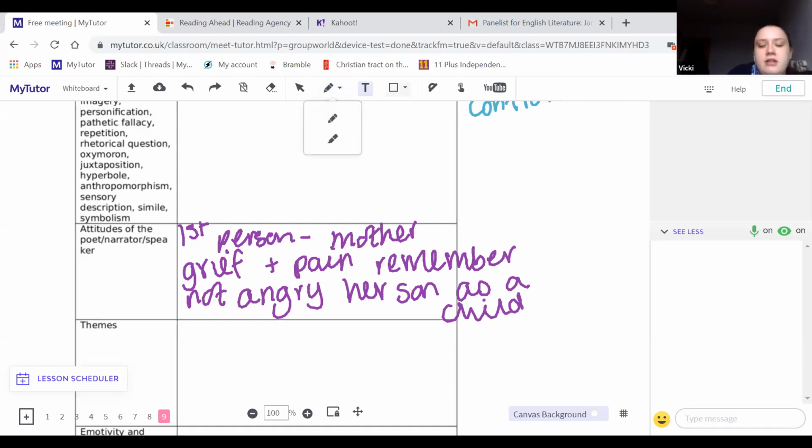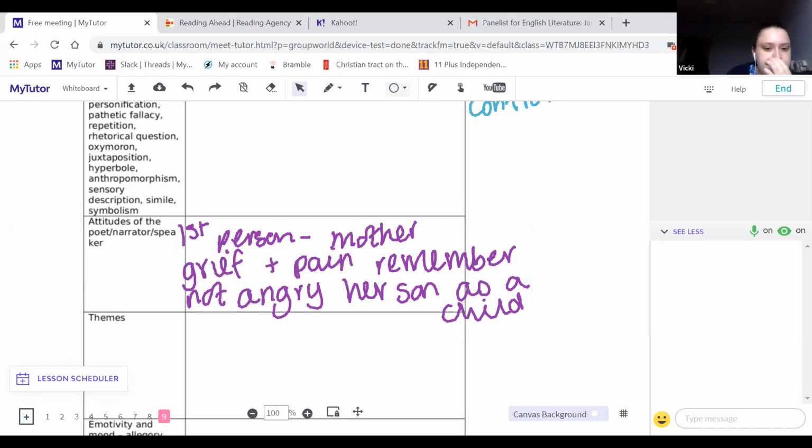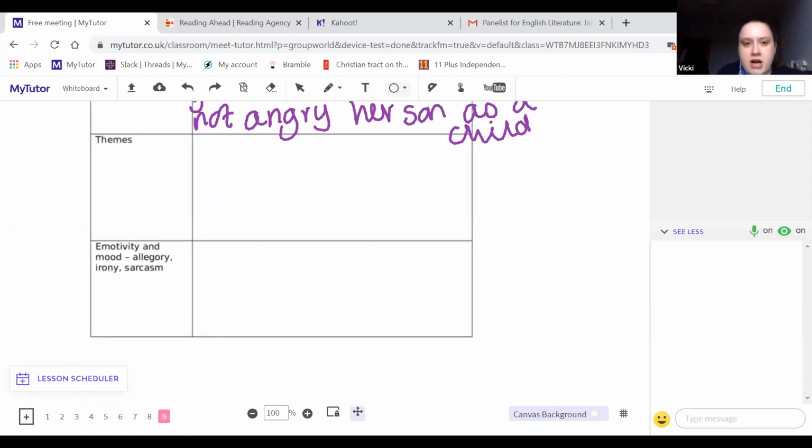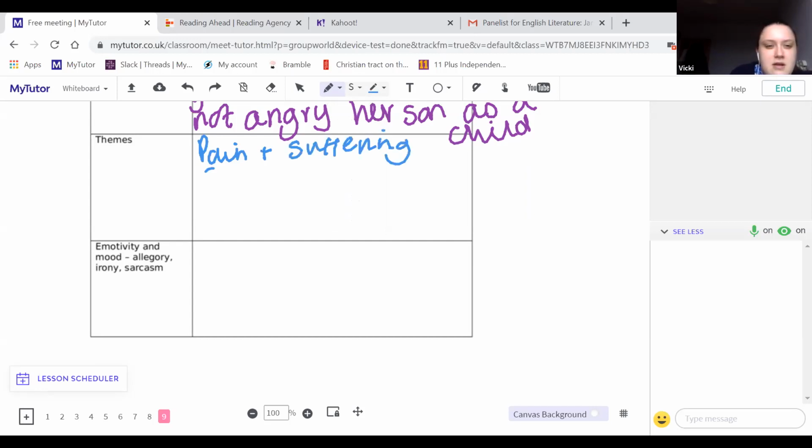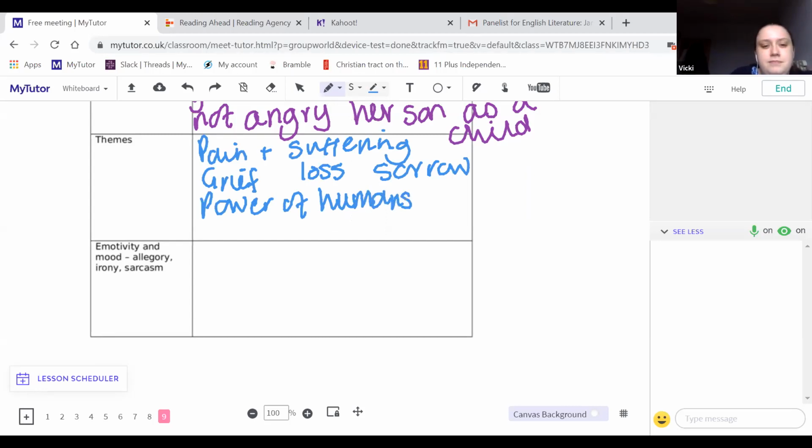Themes, so I think the obvious ones are pain and suffering, grief, loss. I suppose you could put in sorrow, power of humans. And I suppose power of nature in some way, because nature can help towards the death of soldiers.